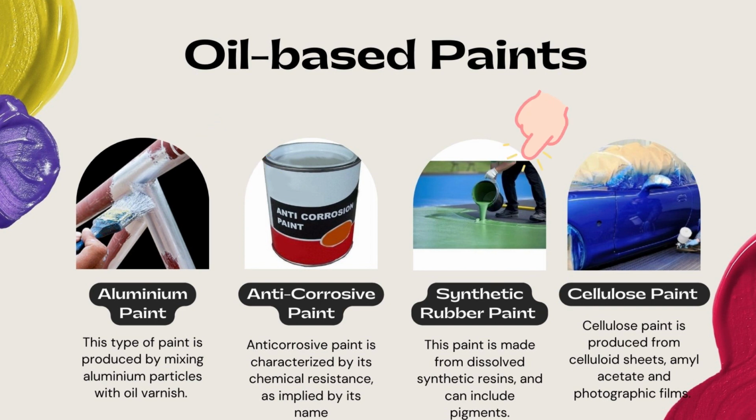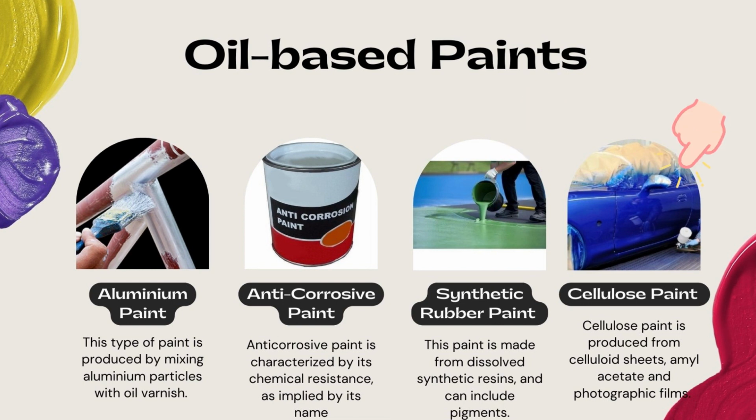Next is synthetic rubber paint. This paint is made from dissolved synthetic resins and can include pigments. It has a moderate cost and its main benefits are chemical resistance, fast drying, and weather resistance. Synthetic rubber paint is used for concrete surfaces in general, and these include fresh concrete.